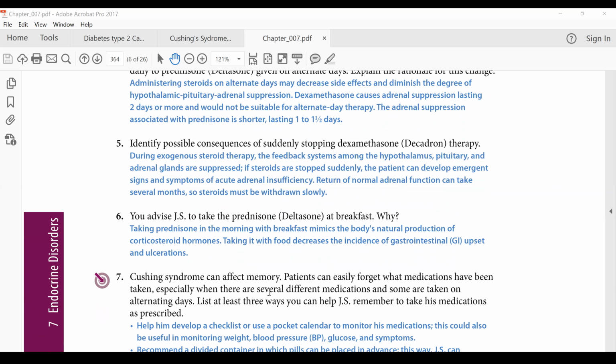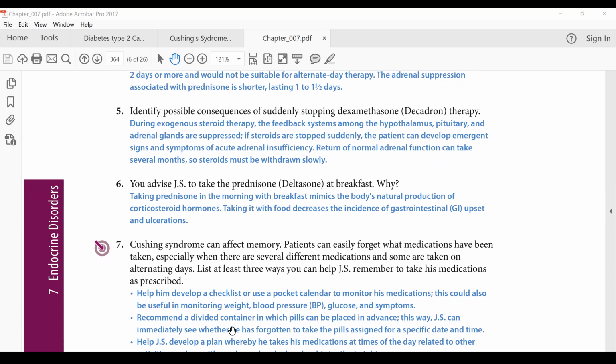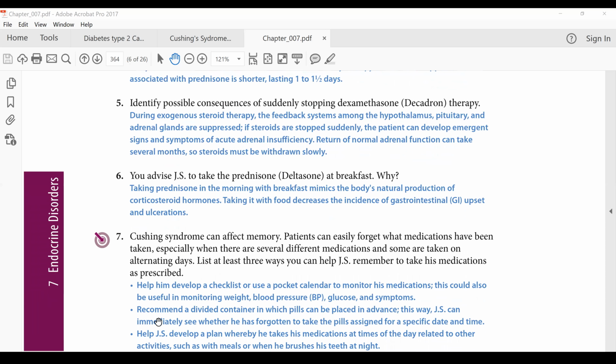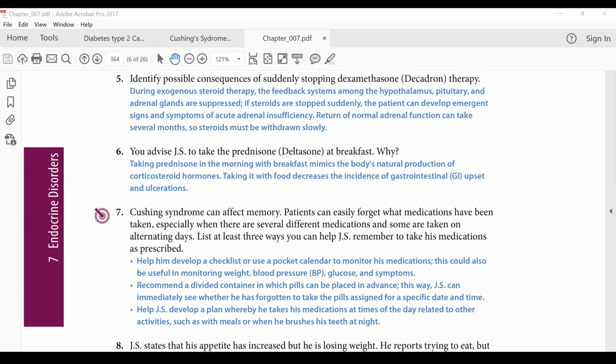All right, so help them develop a checklist or a pocket calendar to monitor medications. This can also be useful for monitoring weight, blood glucose, and blood pressure. Recommend a divided container in which pills can be placed in advance. This way, they can immediately see whether they've forgotten it or not, by specific date and time. Help them plan to take their medication at times of the day related to other activities, which is what Amy said, such as meals or when he brushes his teeth at night.